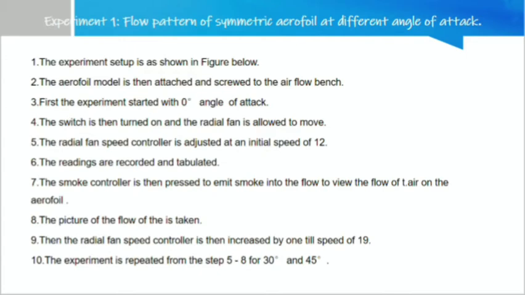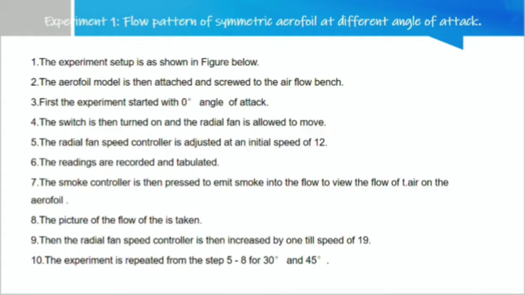First, we conduct experiment 1, which is the flow pattern of a symmetric aerofoil at different angles of attack. The procedure is this. The experiment setup is as shown in the figure below. The aerofoil model is then attached and screwed to the airflow bench. The experiment starts with 0 angle of attack. Then the switch is turned on and the radial fan is allowed to move. The radial fan speed controller is adjusted to an initial speed of 12. The readings are recorded and tabulated.